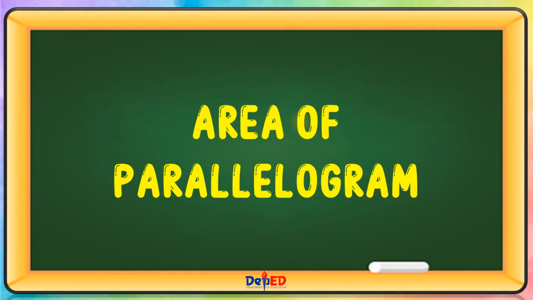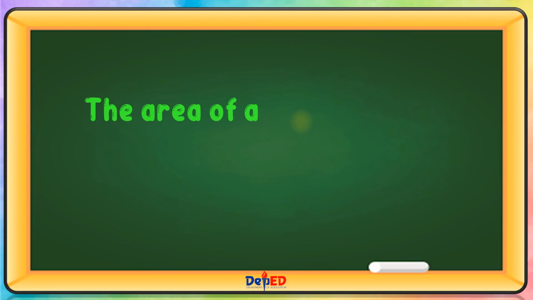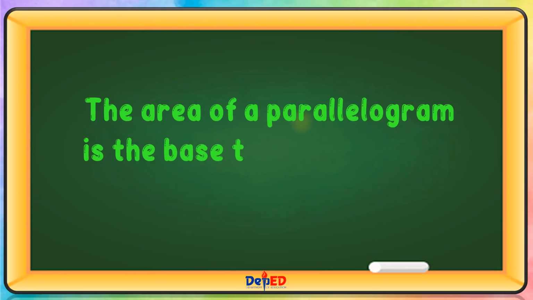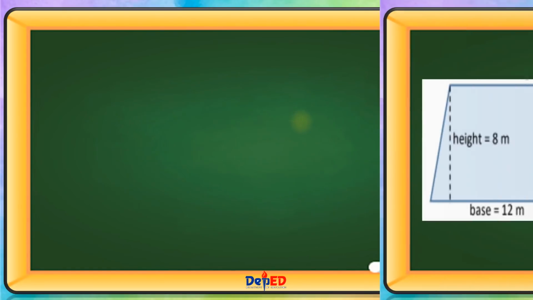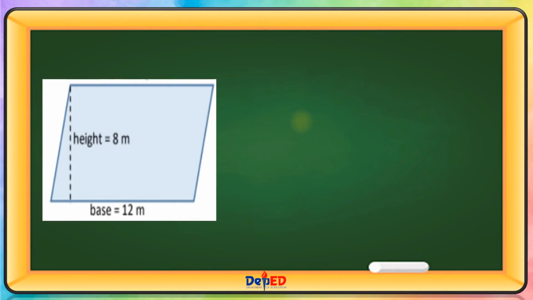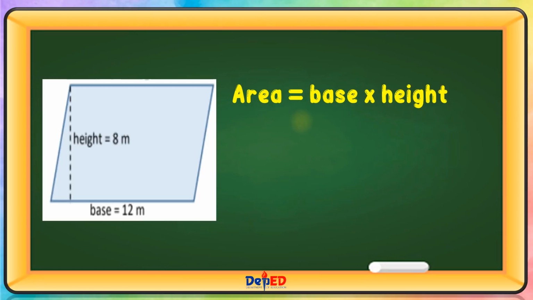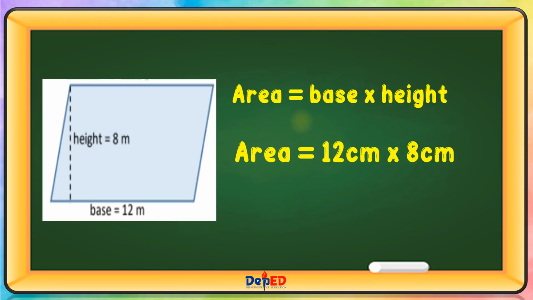Area of parallelogram. The area of a parallelogram is the base times the height. Example, area equals base times height. 12 cm times 8 cm equals 96 cm squared.